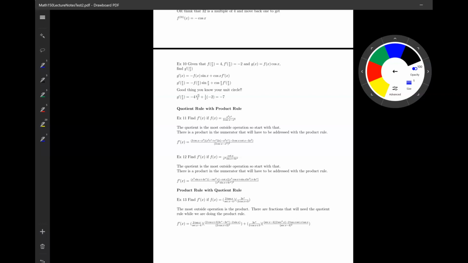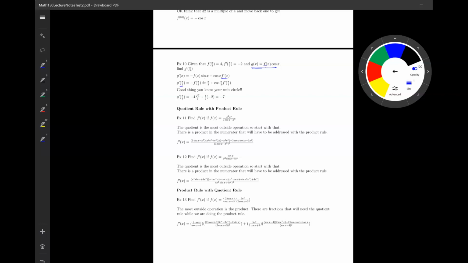All right, let's just finish up this last one, example 10 here. So this is a little different. So here's my function, g of x, which is f times cosine. So if I'm going to find the derivative, I see there's going to be a product rule. So f of x is first, derivative of cosine, negative sine, plus cosine, derivative of f is f prime of x. All right, so now I'm going to evaluate at pi over 3.